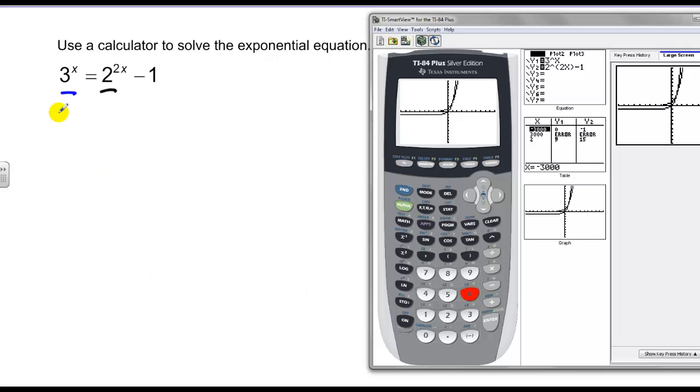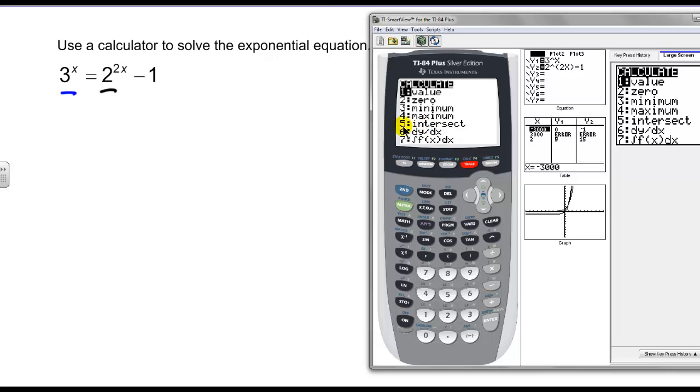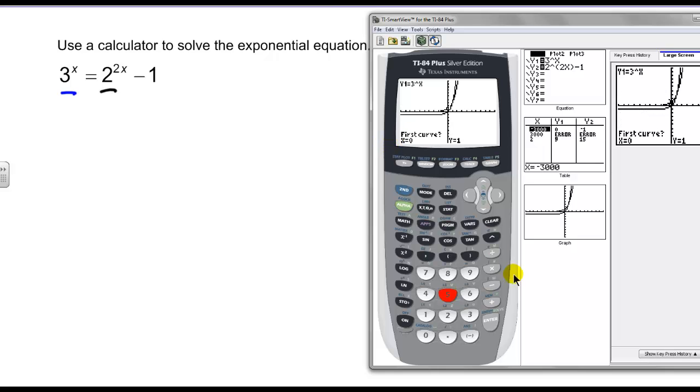And if I want to find out where those two functions are equal, I'm going to find the intersection of the graph. So to do that, I hit my second button, followed by my trace button, which is really the calculate button, and I find the intersection of the two. So this is the number 5. And it says first curve, I just hit enter. Second curve, hit enter again because I only have 2 curves graphed. And once again, it gives me this guess thing, which I really don't care about. So I'm going to hit enter for a third time. And what it'll do is it'll find the exact place the two intersect.